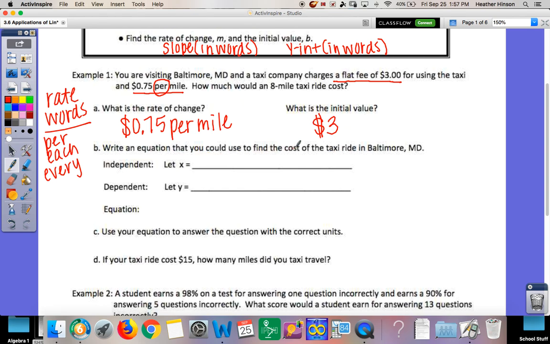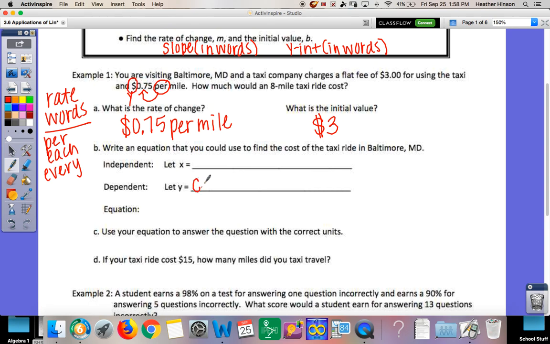So write an equation that you could use to find the cost of the taxi ride in Baltimore. So your independent is going to be your x. Your dependent is going to be your y. And these are called let statements. So we always write let statements when we're describing x and y. To find those, it's really easy. Go back to that per. What comes before it is going to be y. Not the number, but the word.